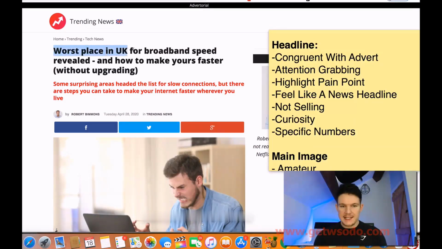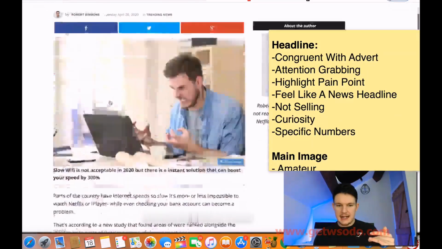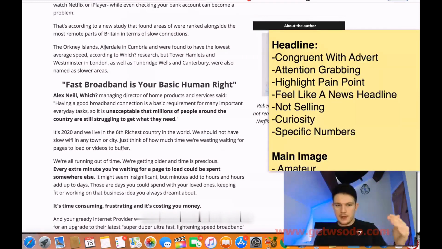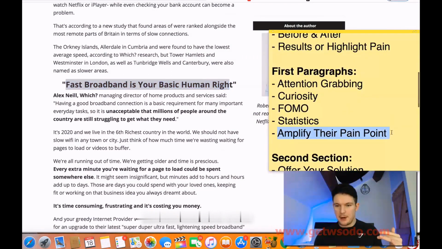So this is worst place in the UK for broadband speed revealed, and how to make yours faster without upgrading. This again feels more like an editorial style post, and it's kind of like the worst places in the UK for broadband. So I think on the advert I tried tagging in their location. So like Manchester voted one of the worst places for broadband, here's how to fix it. So then they click on that because they can relate to it, and basically we go and highlight their pain points. So like here it says fast broadband is your basic human right, because what we're really doing is trying to amplify their pain point and make them feel like they want to have fast internet.